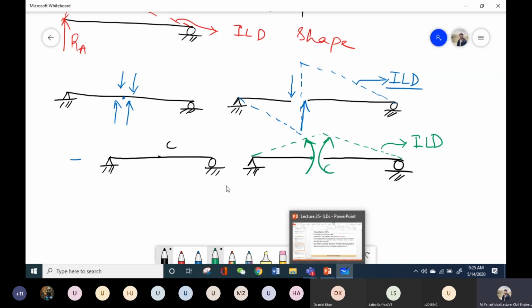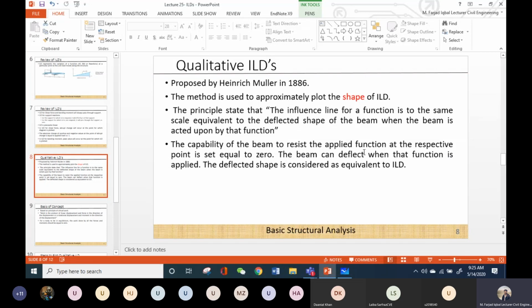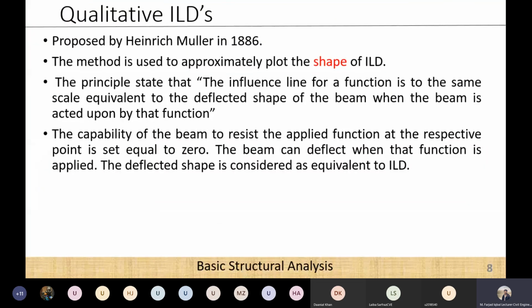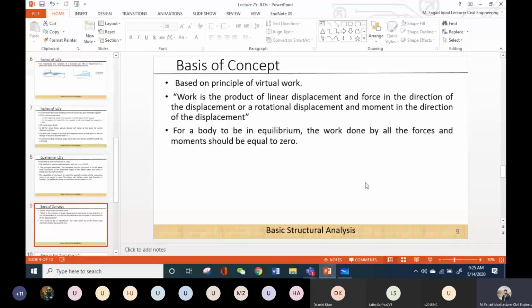Now, obviously, there will be some basis of this concept. How did Muller come to this conclusion? Basically, it was based on the virtual work method. The method states that work, as we all know, is the product of linear displacement and force in the direction of displacement, or rotational displacement and moment in the direction of displacement. And for a body to be in equilibrium, the work done by all the forces and moments should be equal to zero. Muller used these two principles to propose this method.